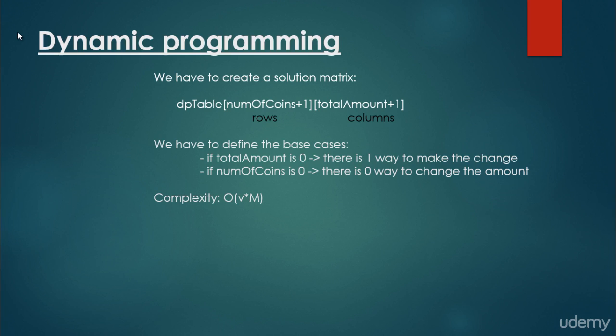It's very important that instead of the exponential time complexity, it will have the complexity of order V times M, where V is the coins, 1, 2, 3 and so on, and M is the possible values of the total amount, 0, 1, 2, 3, 4 and so on.